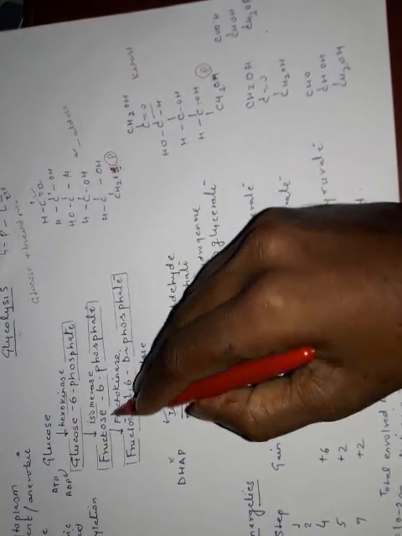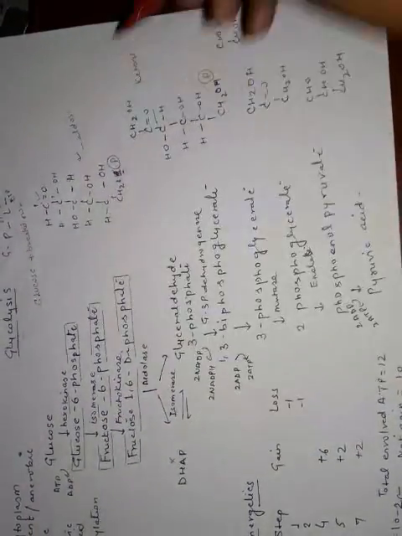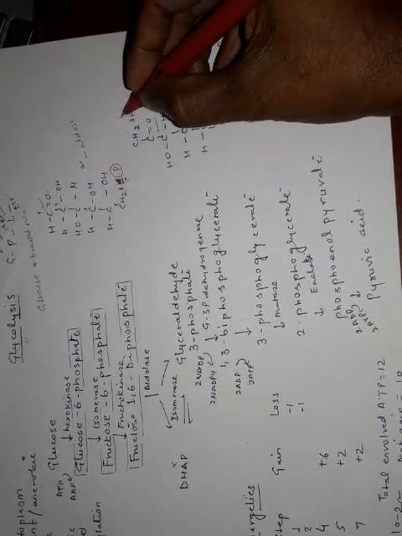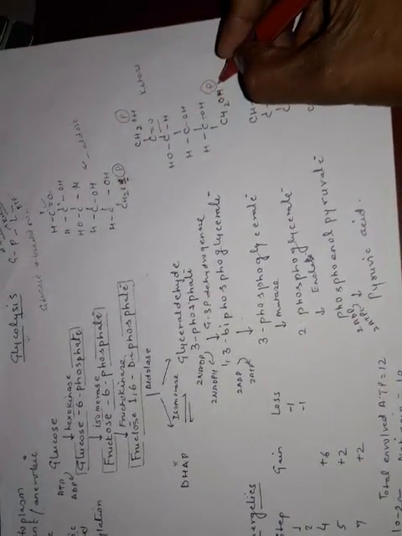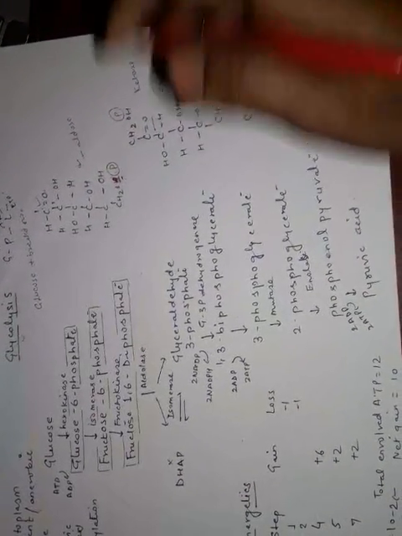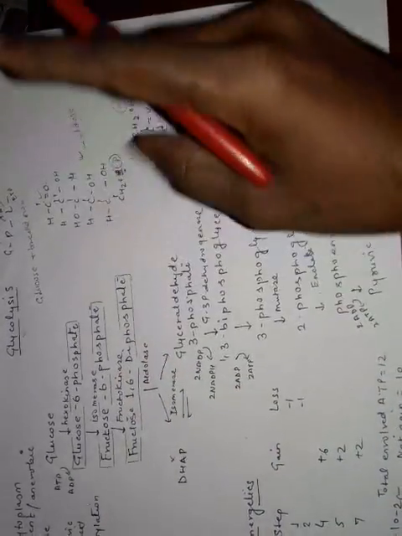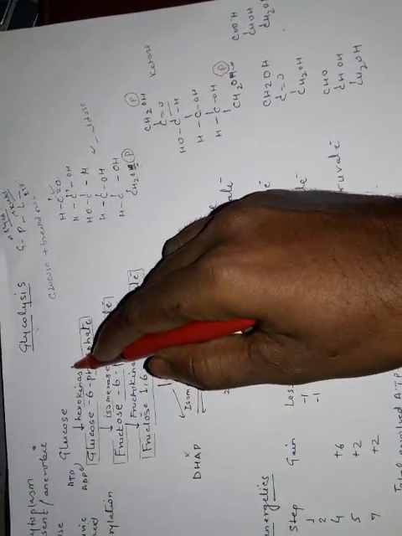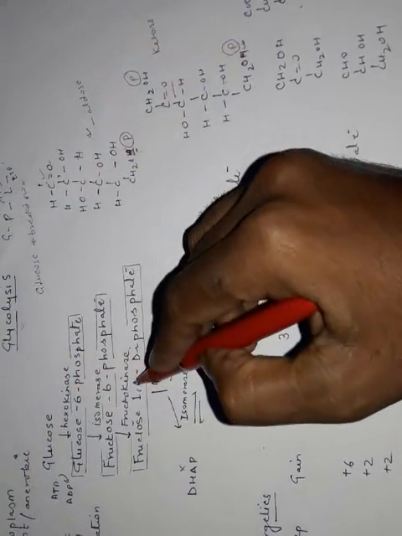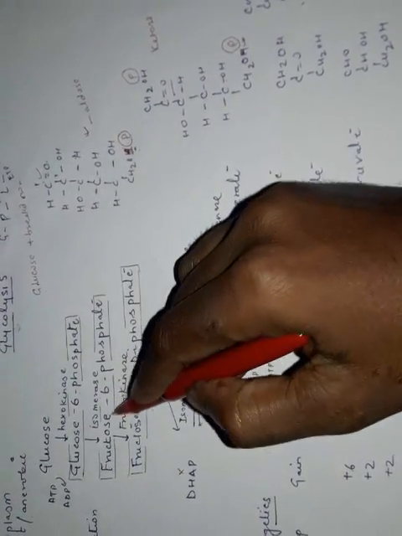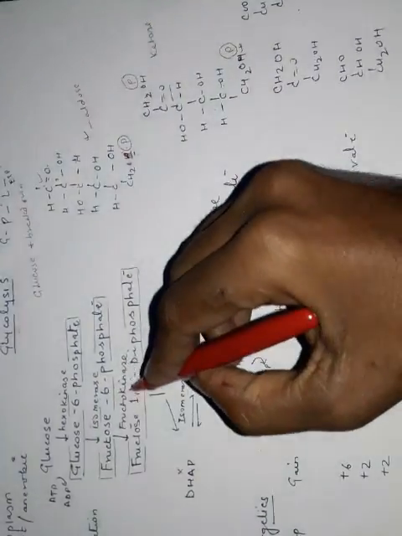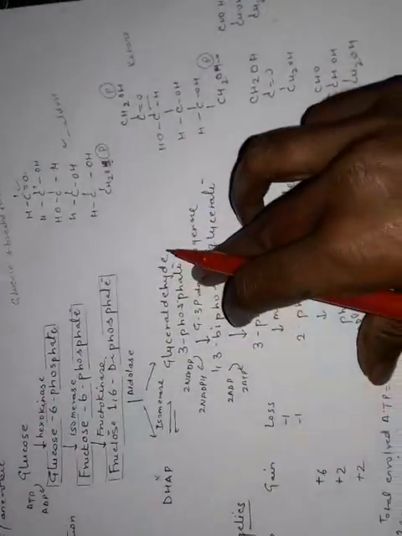When fructose 6-phosphate is converted to fructose 1,6-diphosphate, one phosphate is attached here and one phosphate is attached here. I have said earlier that when any phosphate group is attached, the last word of the enzyme will be kinase. Since the phosphate group is attached to a fructose molecule, it is called fructokinase.